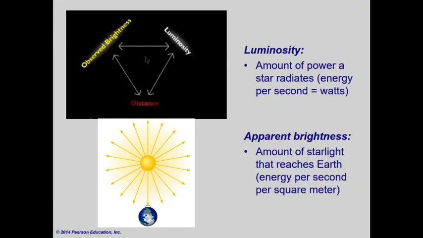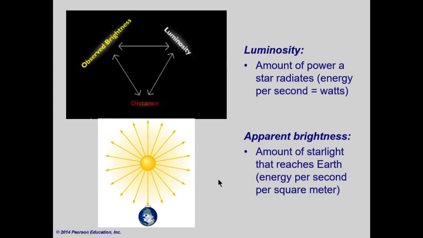All right, so one way to think about that is kind of this little triangle. The star is actually putting out X amount of light. It's generating it at its core. The distance away from us that star is changes the observed brightness. Two stars with the same luminosity at different distances will have different observed brightnesses. So if you can kind of remember these three parts of the triangle, if one of them is changing, something else is going to change.